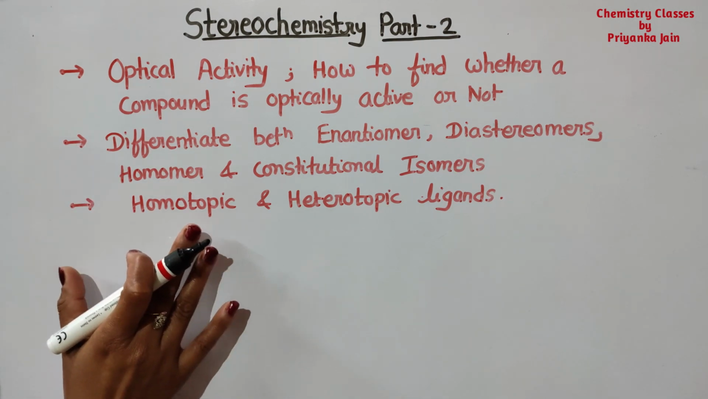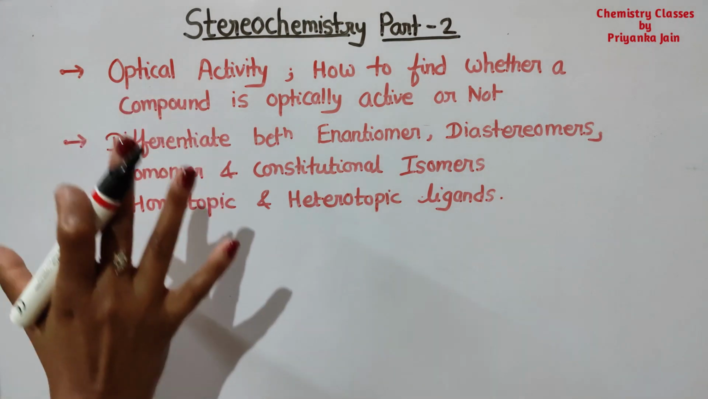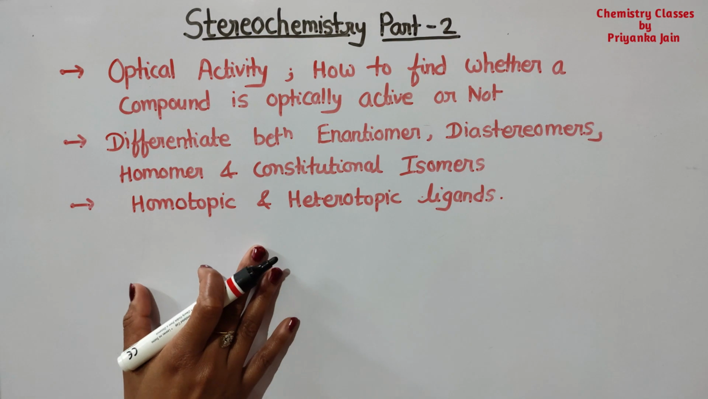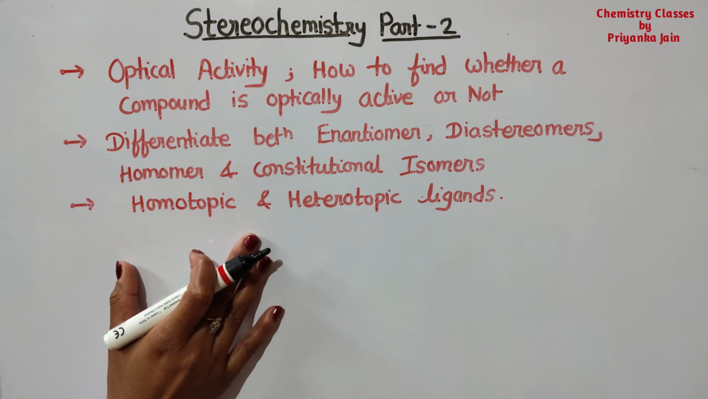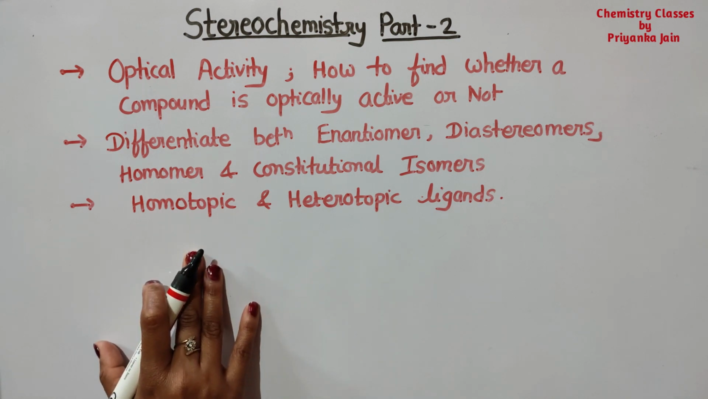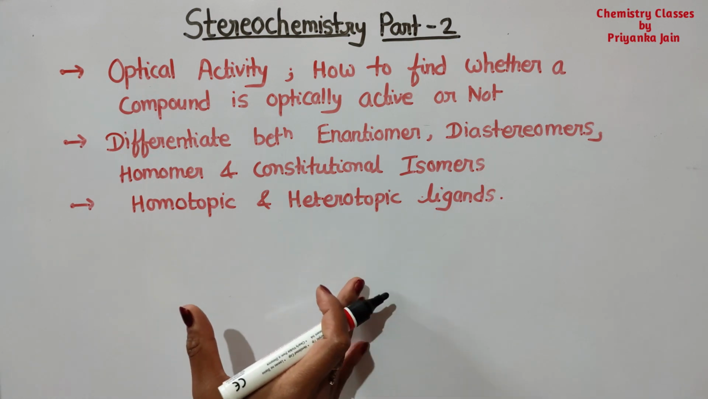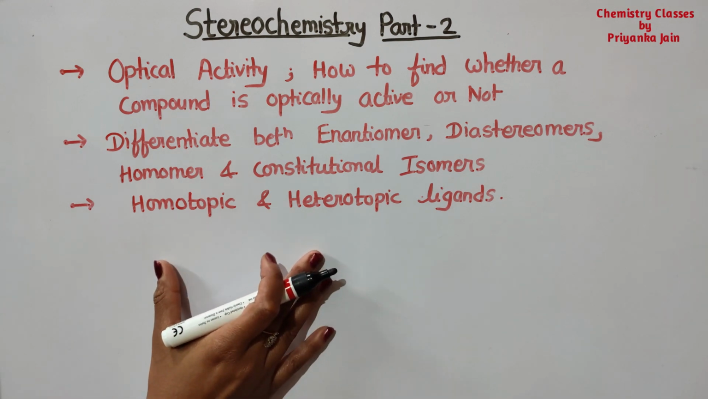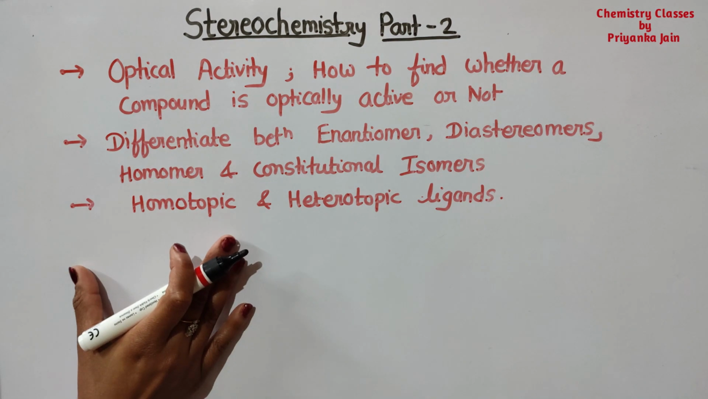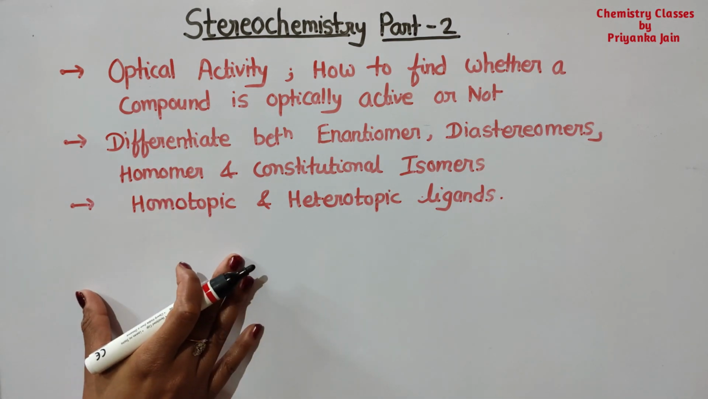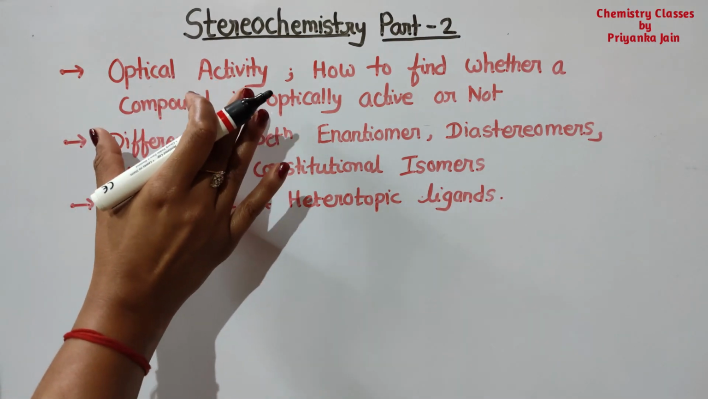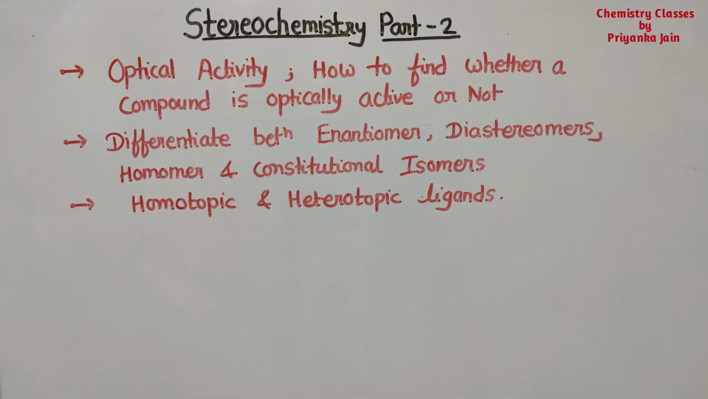So we are now firstly studying optical activity. In our last lecture we saw that stereoisomers are of two types. One is known as enantiomers and the other is diastereomers. Enantiomers are mirror images of each other, while diastereomers are not mirror images. Enantiomers have a very important property: they show optical activity.